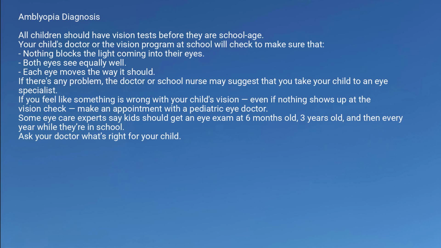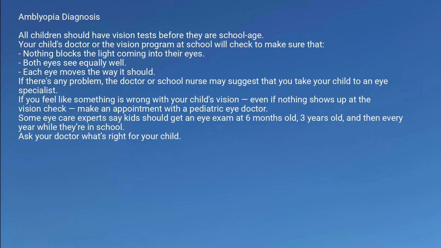Amblyopia diagnosis. All children should have vision tests before they are school age. Your child's doctor or the vision program at school will check to make sure that nothing blocks the light coming into their eyes, both eyes see equally well, and each eye moves the way it should. If there's any problem, the doctor or school nurse may suggest that you take your child to an eye specialist.